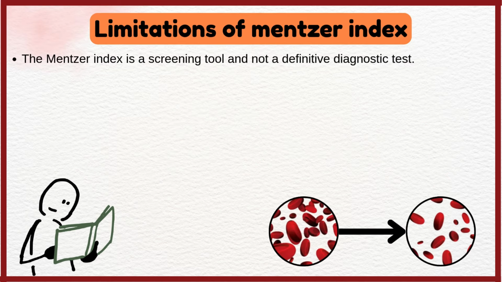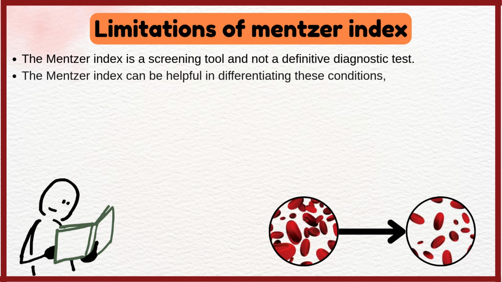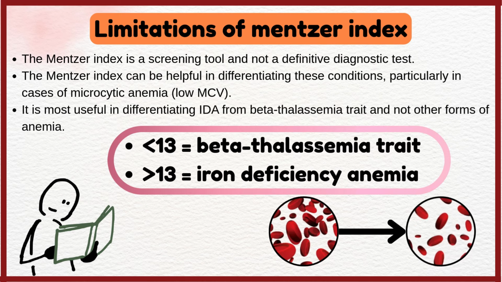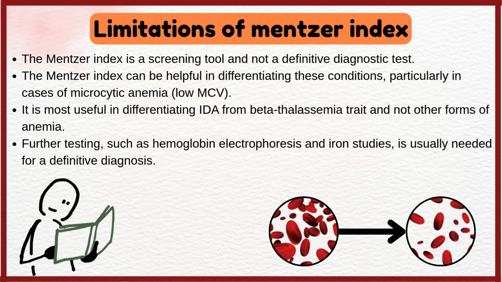Despite the benefits, there are some limitations of the Mentzer Index. The Mentzer Index is a screening tool and not a definitive diagnostic test. It can be helpful in differentiating these conditions, particularly in cases of microcytic anemia, low MCV. It is most useful in differentiating iron deficiency anemia from beta-thalassemia trait and not other forms of anemia. Further testing, such as hemoglobin electrophoresis and iron studies, is usually needed for a definitive diagnosis.